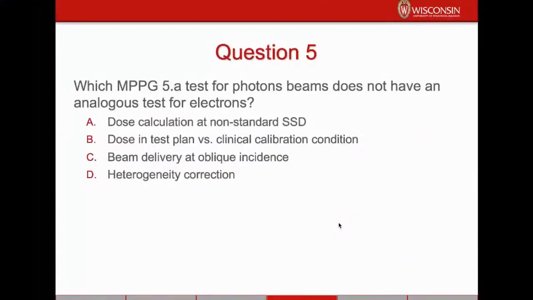All right, question 5. Which MPPG 5A test for photon beams does not have an analogous test for electrons? A, dose calculation at non-standard SSD. B, dose in a test plan versus clinical calibration conditions. C, beam delivery at oblique incidence. And D, heterogeneity correction.